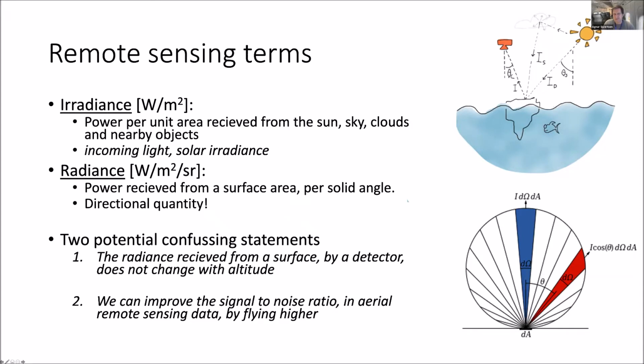And then we have radiance. This is the quantity we measure with our spectrometer. It is watts per square meter per steradian, where steradian is a spatial or solid angle. And it's a directional quantity. What I mean by that is it can depend on the direction you measure it from.